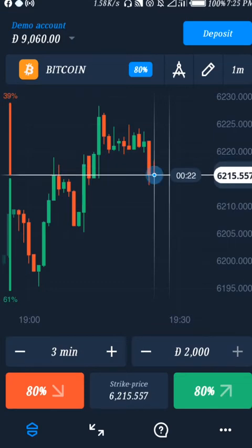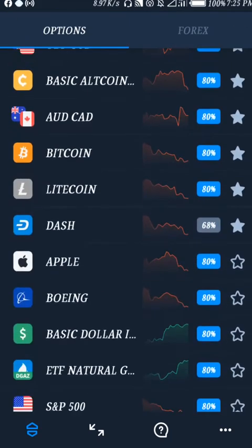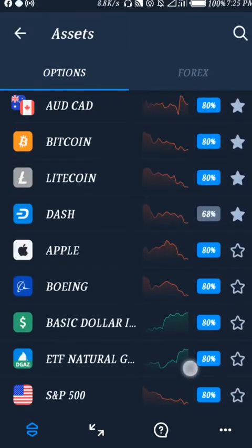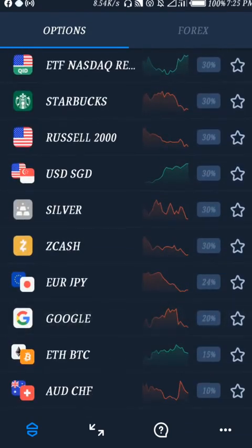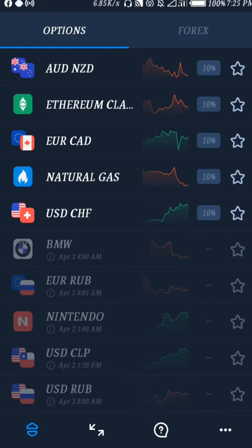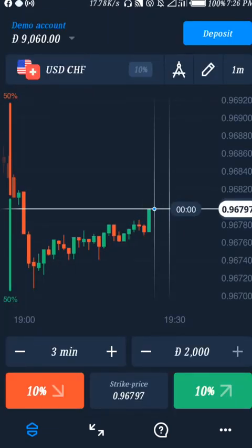Now I'm using 80% to do this. It will take me a longer time to reduce this amount. So the wisest way to do it is to look for a trade, a currency pair that has about 10% or so. So that's what I'm going to look for right now. 10%. So I've seen this is 10%. So this will easily help me reduce the amount.